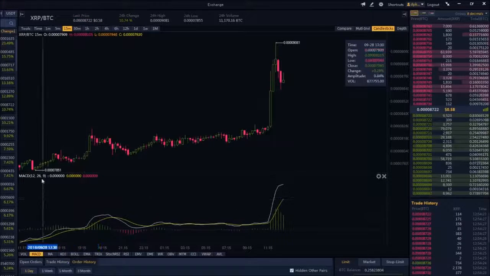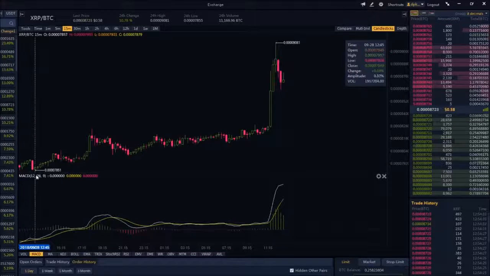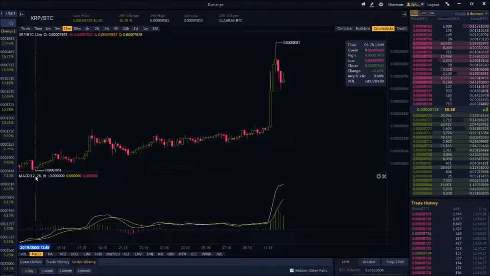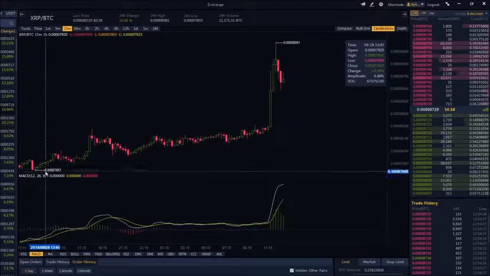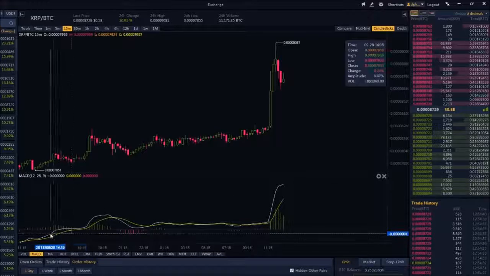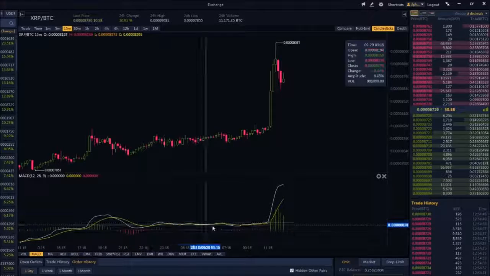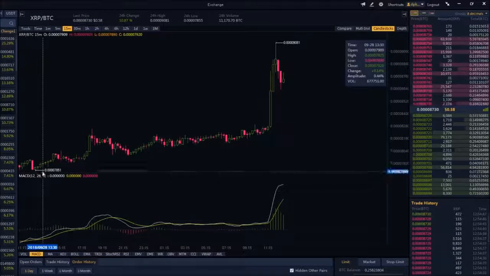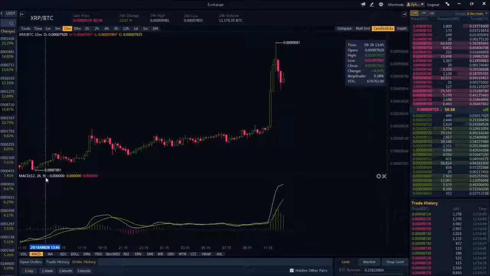The lines themselves, MACD, we've got, as I say, the 12-day exponential moving average, the 26-day exponential moving average, and the 9-day exponential moving average. Only the 12 and 26-day are plotted on this graph here. The 9-day EMA is used purely for the calculation.